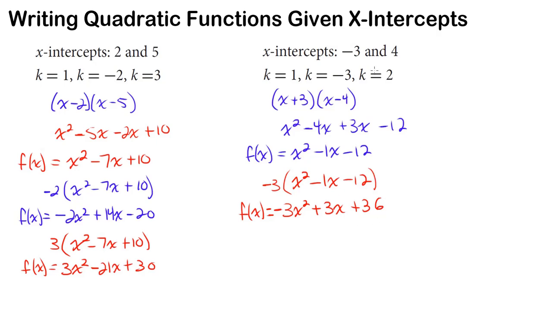And so we have to do this one more time for the k value of 2. So we're going to say, all right, 2 times x squared minus 1x minus 12. So 2 times x squared, that is 2x squared. 2 times negative 1x, that is negative 2x. And 2 times negative 12, that is negative 24. So our third function is f of x equals 2x squared minus 2x minus 24.